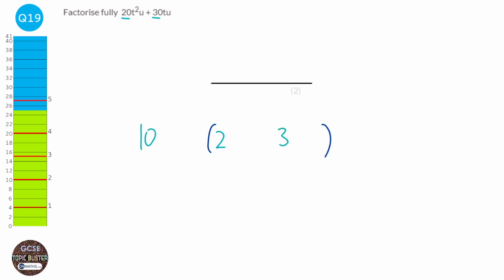So that's the numbers done. Next, I'm looking at the t terms. So we've got t squared there and a t there. So we can divide out a t, but that will leave a t on the first term. And finally, I'm going to look at the u, and there's just a u on both of them I can factorise out, and actually that just leaves nothing on the inside of the bracket.